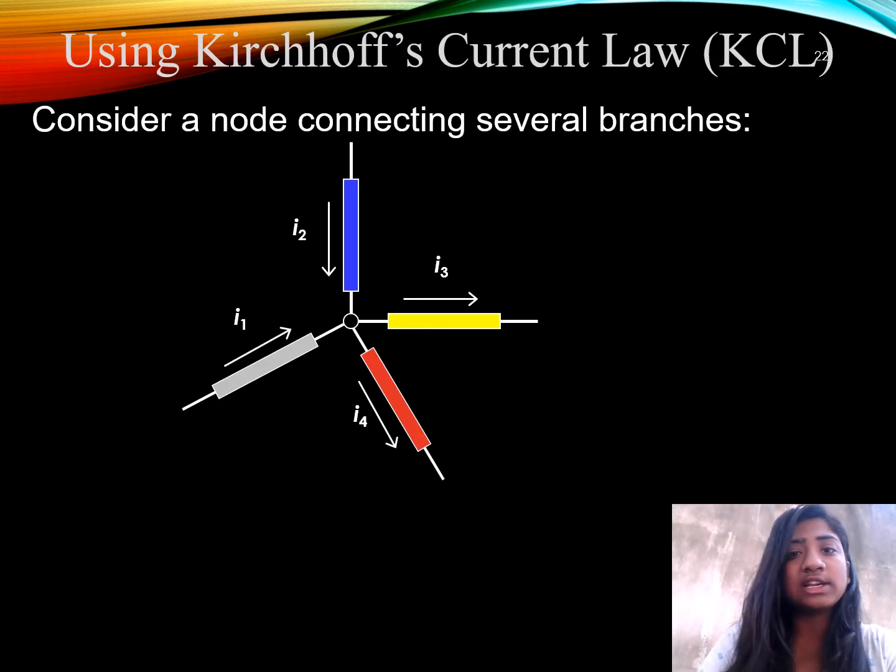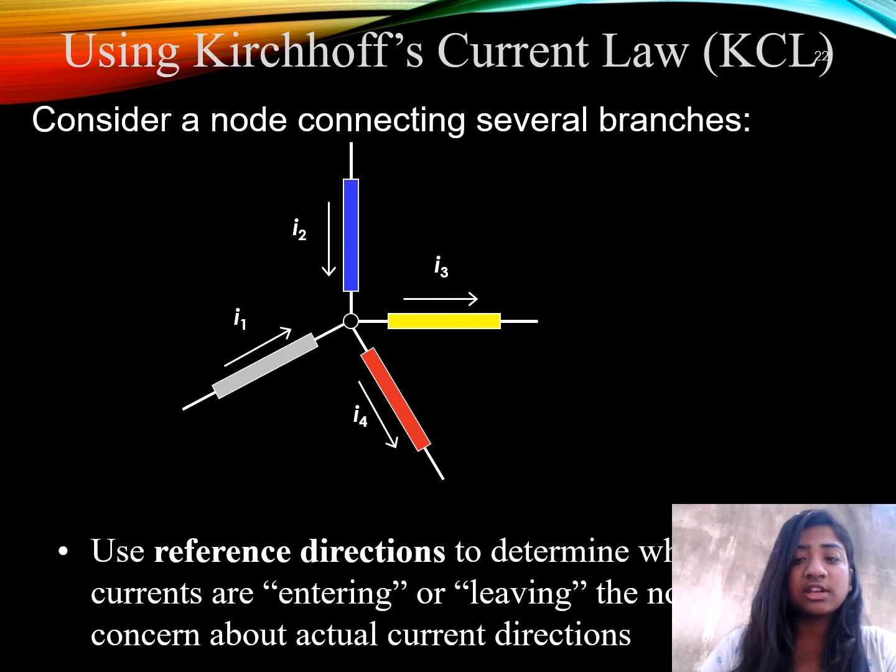Using Kirchhoff's current law, KCL, consider a node connecting several branches as shown in the figure. Use reference directions to determine whether the currents are entering or leaving the node, with no concern about actual current directions.